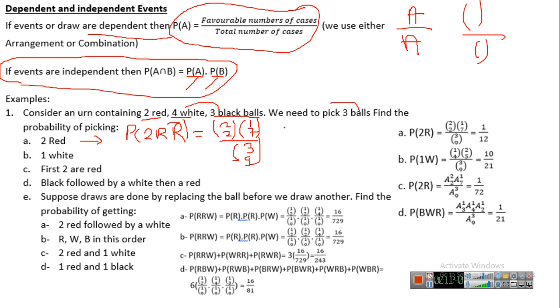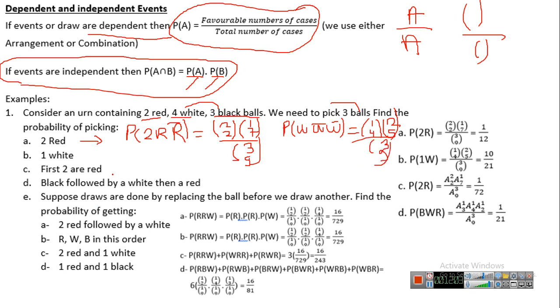I want 1 white, so it means I want white and 2 not white, because I'm drawing like we did before. So in that case, how many white do I have? I have 4, so it will be combination because order is not important. 1 out of 4, 2 not white, it can be red or black, I have 5. Over total is 3 out of 9.